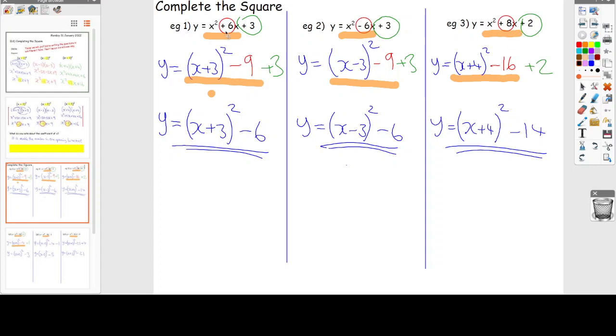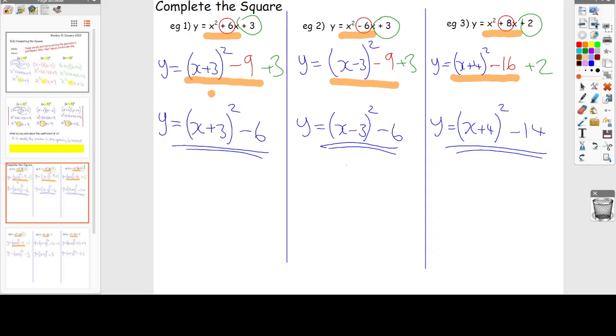Now the final bit is just to bring down that final term, which we haven't dealt with yet. So we brought down the +3, brought down the +3, brought down the +2, and then the final line of workings is just to gather up the red and the green terms. So -9 + 3 is -6, and again -6, -16 + 2 is -14. And that's all we were doing today.